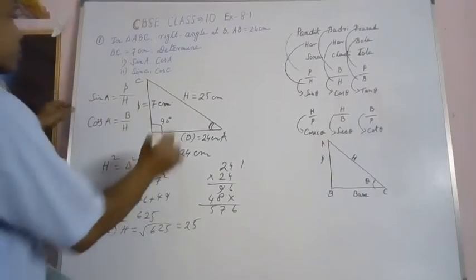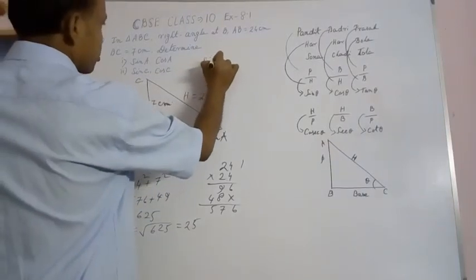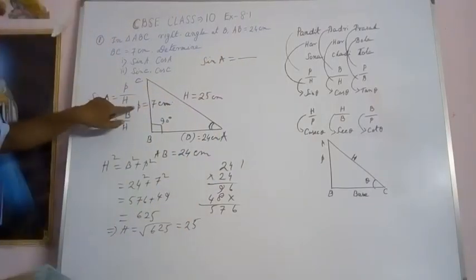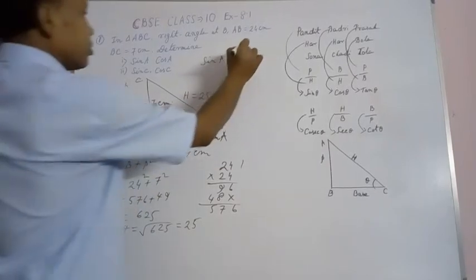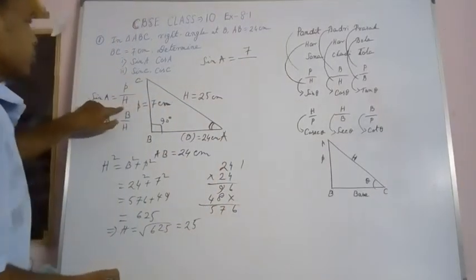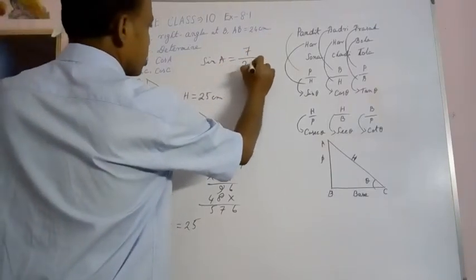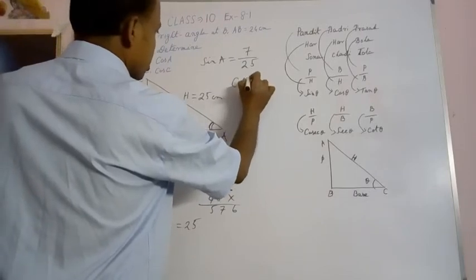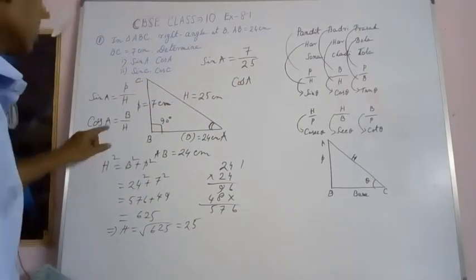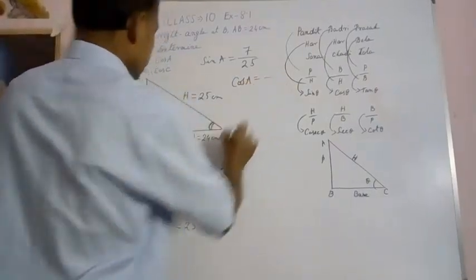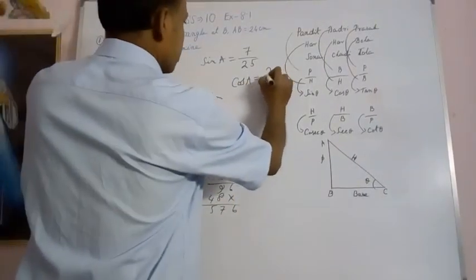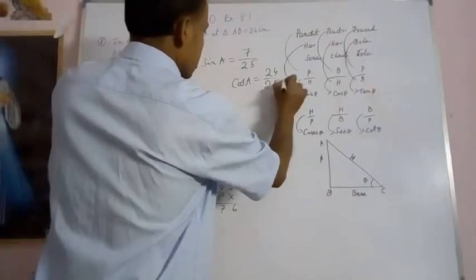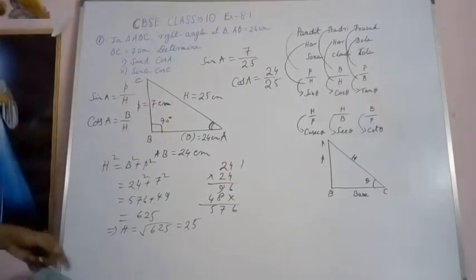Now it is very easy. Sin A is equal to perpendicular by hypotenuse. What is the value of perpendicular? Perpendicular is equal to 7. What is the value of hypotenuse? Hypotenuse is equal to 25. Okay. Again, cos theta is equal to what? Cos theta means here A. Cos A is equal to base by hypotenuse. What is the value of base? Base is equal to 24. And what is the value of hypotenuse? 25. That is cos A is equal to 24 by 25.